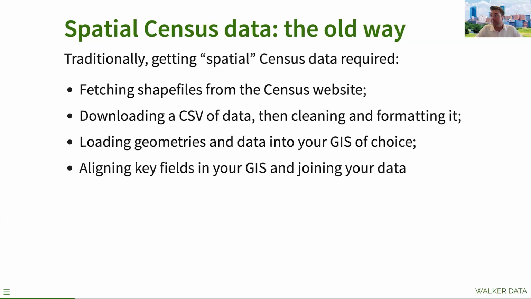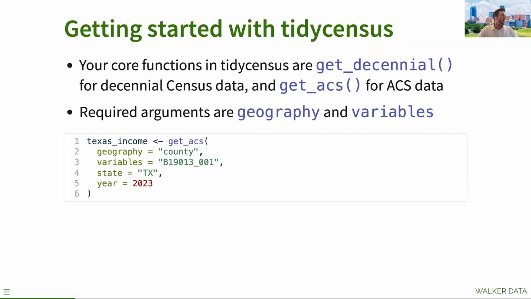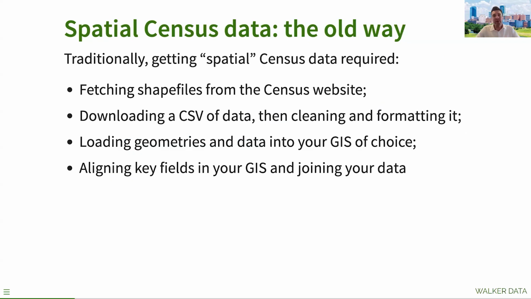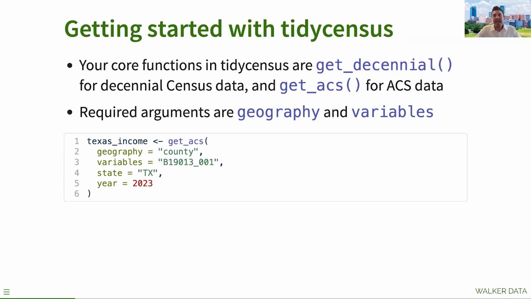And this is something that always tripped up my students, because one of the columns that you need to match on would inevitably be formatted as characters or strings, and the other is coming in as a number. And so that doesn't match. And then this is a process that you would have to do over and over again. So tidycensus aims to automate this for you.